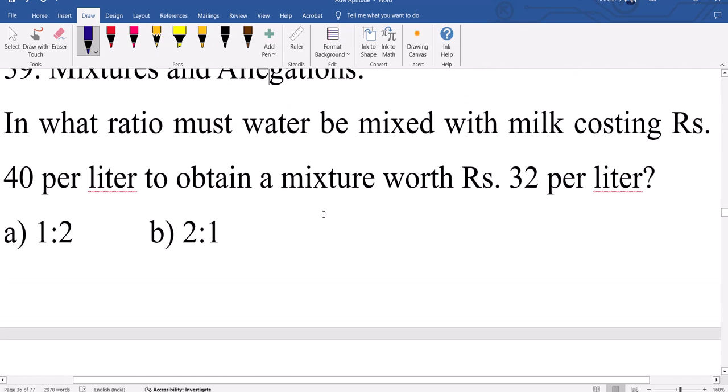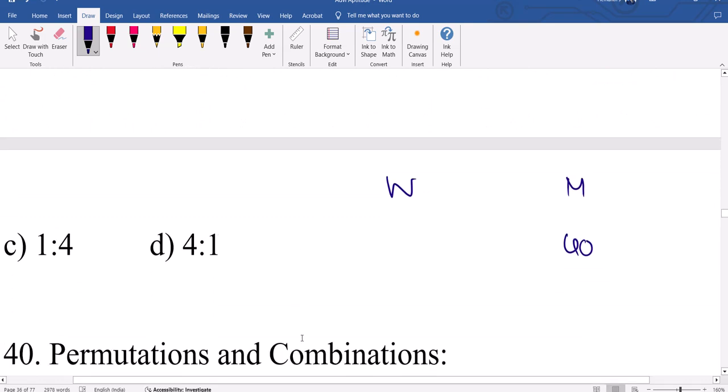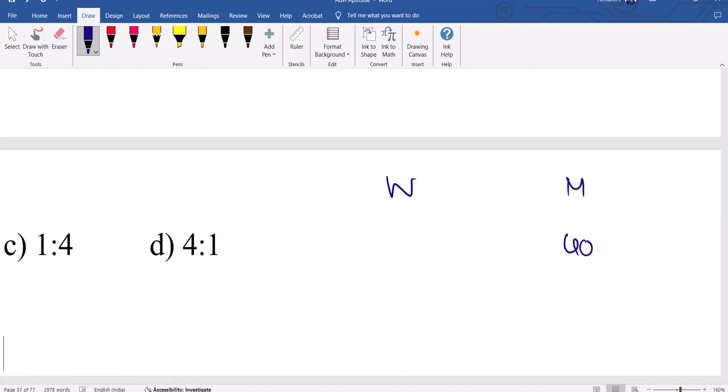Now here, water is to be mixed with the milk. Milk cost is 40 per liter, and the mixture costs 32 per liter. Sir, water cost is not given. If not given, don't expect they are mixing mineral water; they'll be mixing municipality water, 0 rupees. Government will charge for municipality water also, but if it's not given, we should consider 0 rupees.